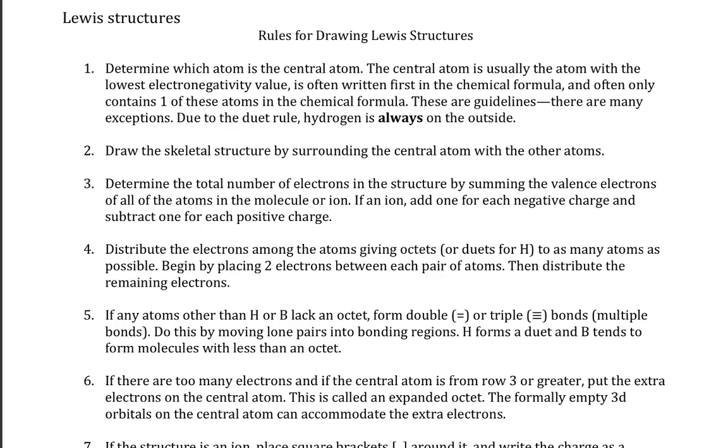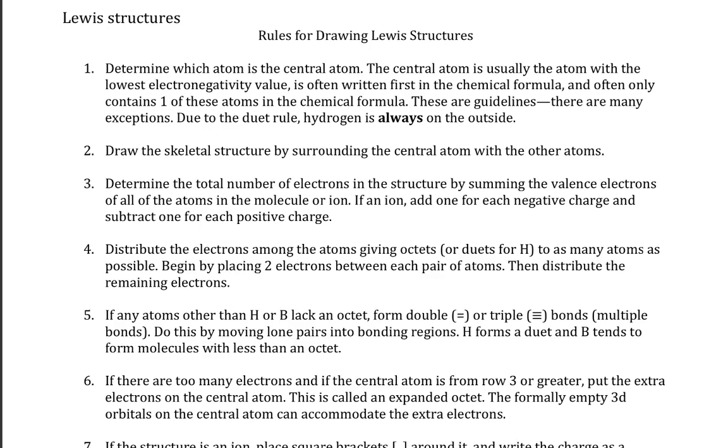Okay, so my set of rules are: 1, determine which atom is the central atom. The central atom is usually the atom with the lowest electronegativity value, is often written first in the chemical formula, and often only contains one of these atoms in the chemical formula. So, for example, CH4, the C is written first. We could assume it goes in the center. There's only 1 carbon as opposed to 4 hydrogens, another reason it probably goes in the center.